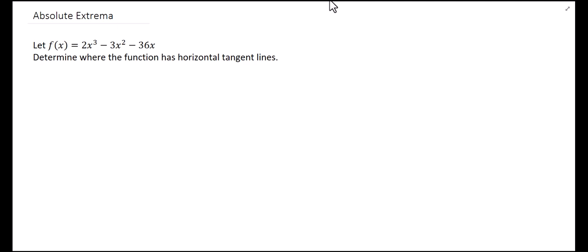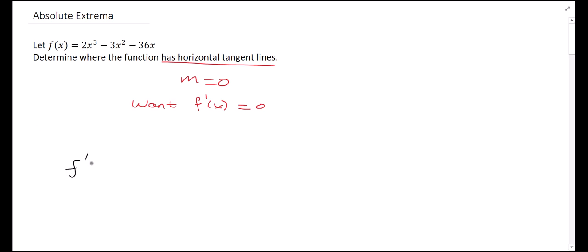Let f of x be this function, this polynomial, and we want to determine where the function has horizontal tangent lines. So horizontal tangent lines, think about what that means about the slope of a line. When it's horizontal, we know that the slope is 0. So that means that we want the derivative of our function to be 0 to figure out where the tangent line is horizontal for this particular function.